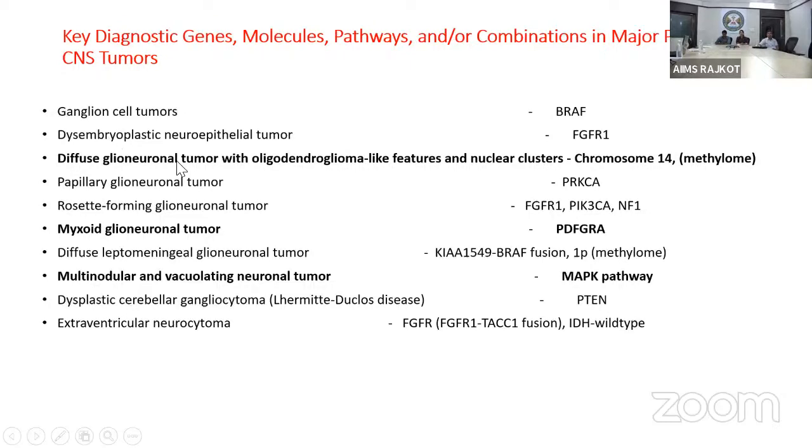If we discuss the diffuse glioneuronal tumor with oligodendroglioma-like nuclear features, there is a characteristic monosomy of chromosome 14 in DNA methylation study. Along with this, the other new tumor, myxoid glioneuronal tumor, has a PDGFRA mutation, and multinodular and vacuolating neuronal tumor are associated with mutation in the MAP kinase pathway.